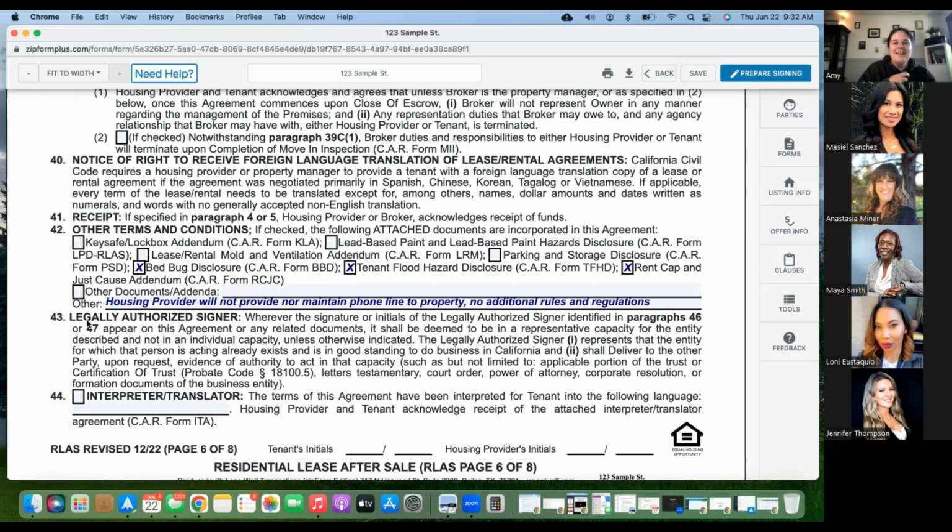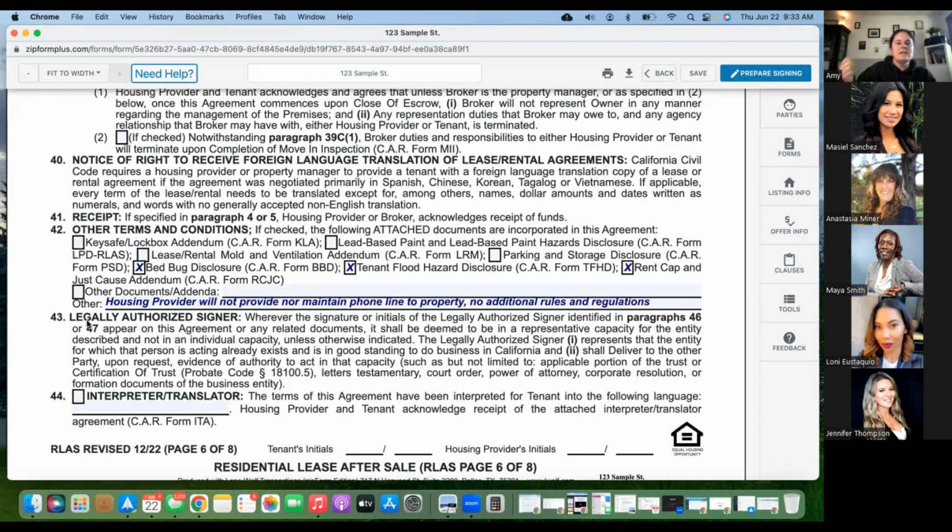Receipts is 41. If specified in paragraph 4 or 5, housing provider or broker acknowledge receipt of funds. 42 is other terms and conditions. If checked, the following attached documents are incorporated into this agreement. It gives you a whole bunch of different ones you can check, to which the bedbug disclosure, the tenant flood hazard disclosure, and the rent cap and just cause addendum are always included as part of this form.